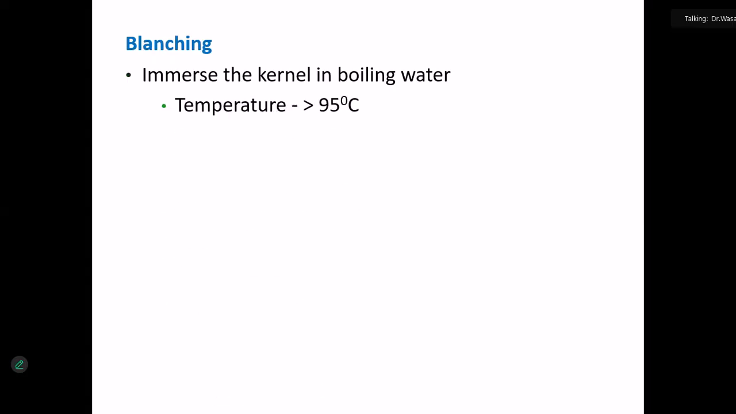Blanching is a very critical step in DC. So what is the temperature? What is the time? Very much important. Please read this one. What is blanching? Immerse the kernel in boiling water. What is the temperature? More than 95 degrees Celsius. That means boiling water, that means 100. Then what is the minimum time? 90 seconds. Not more than, not less than.